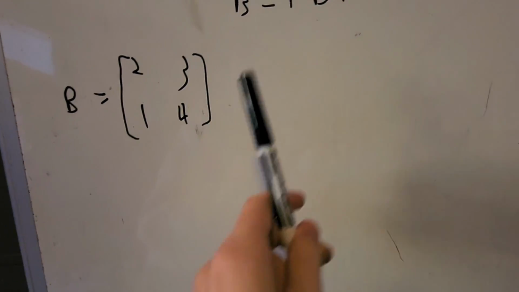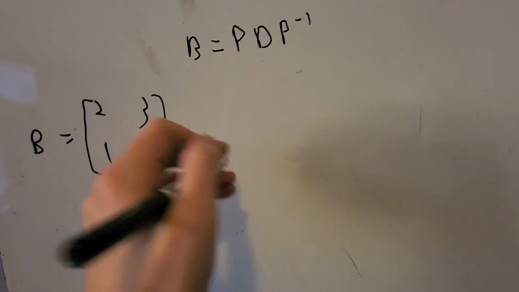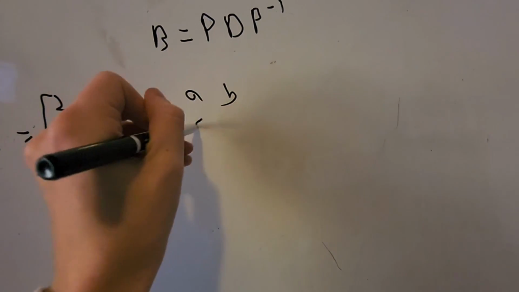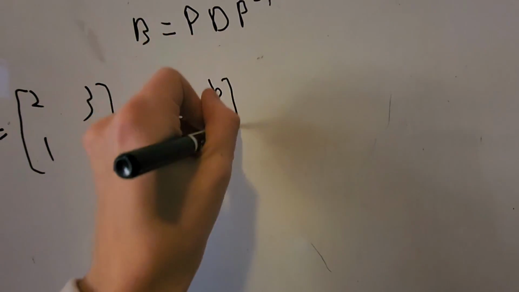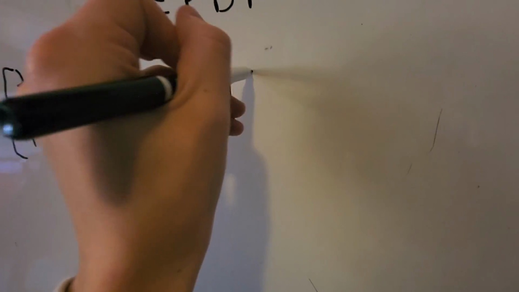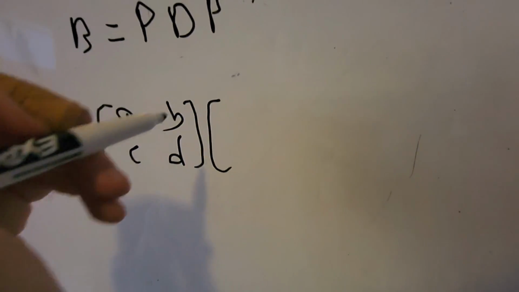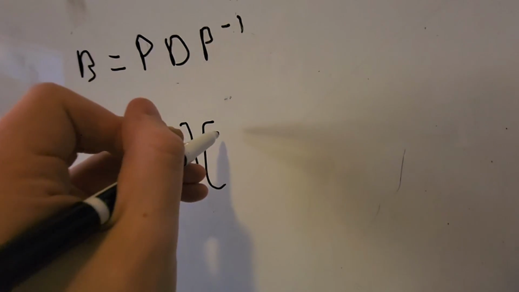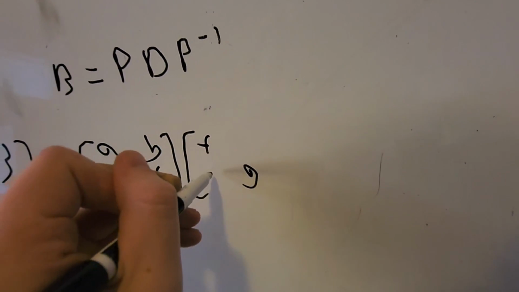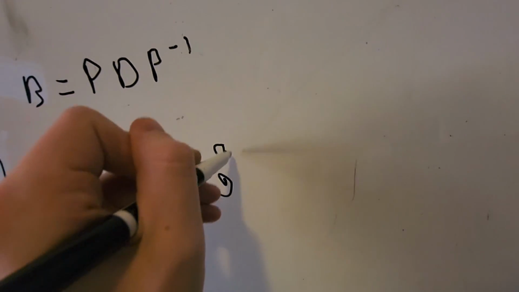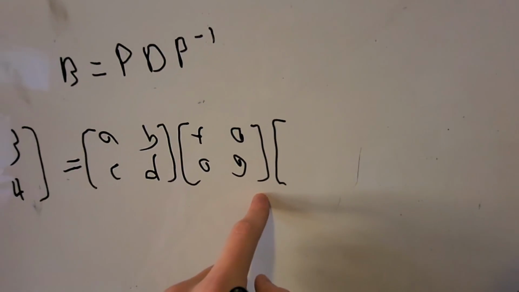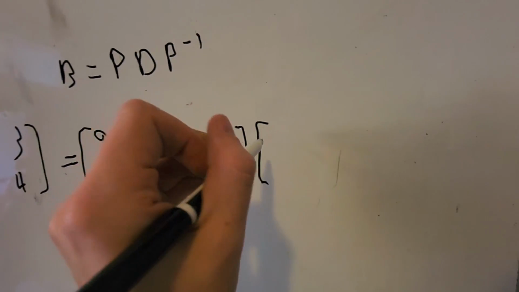So what matrices, we're going to have A, B, C, D. Then for the diagonal matrix, we're going to have, what should I call these? F and G, 0, 0. And this P inverse is going to be the inverse of P.